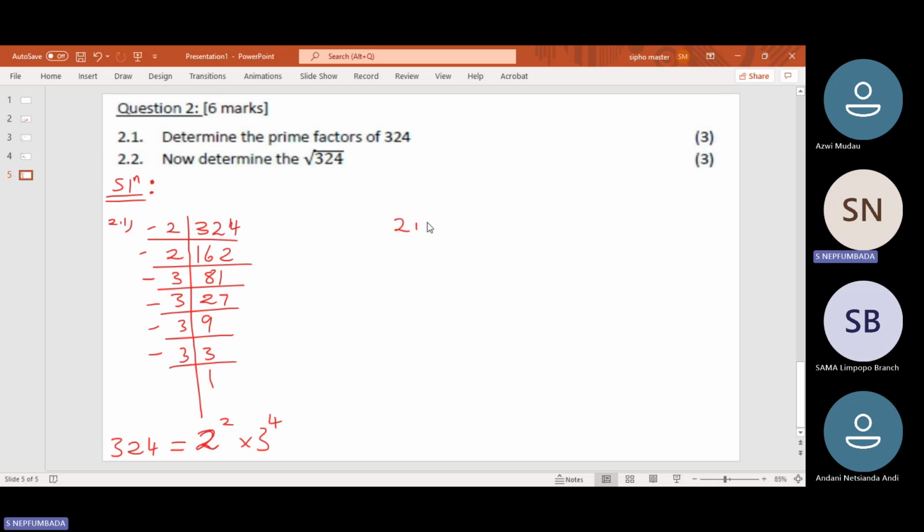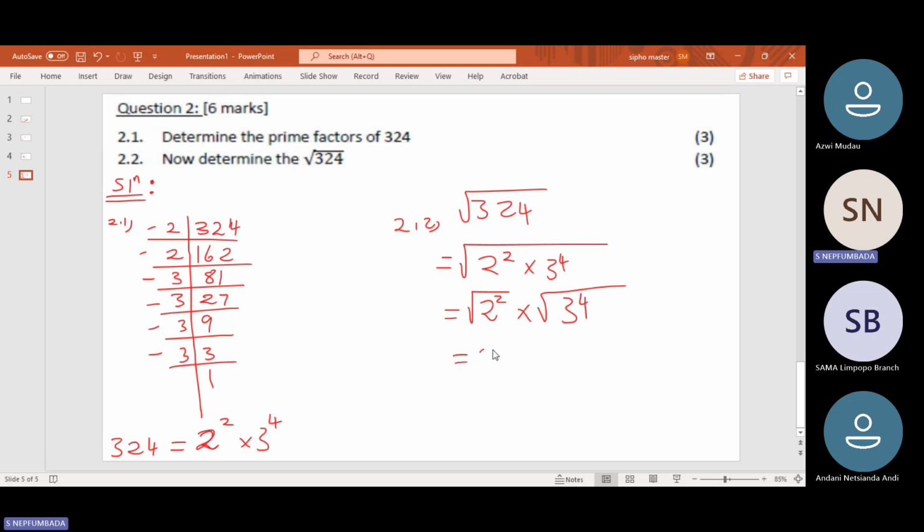Going to 2.2. They say now determine the square root of 324. This is equal to the square root of 2 to the power of 2 times 3 to the power of 4, which is the same as the square root of 2 to the power of 2 multiplied by the square root of 3 to the power of 4. This one is 2, multiplied by this one which is 3 to the power of 2. Then you get 18.